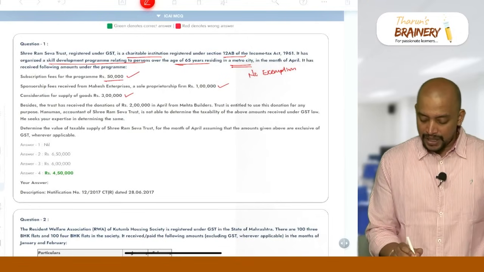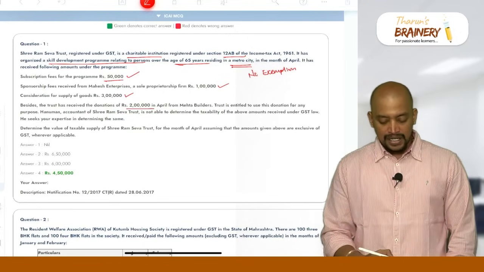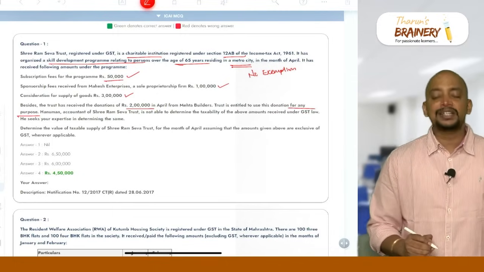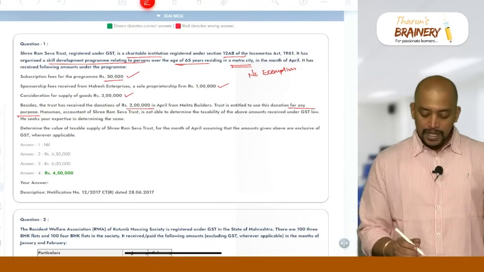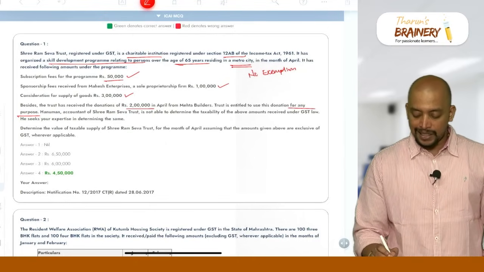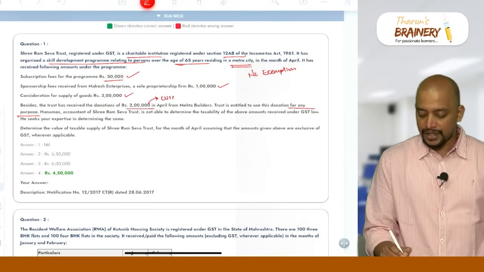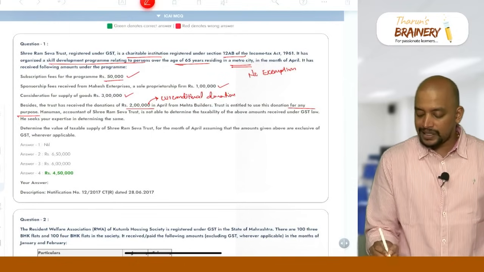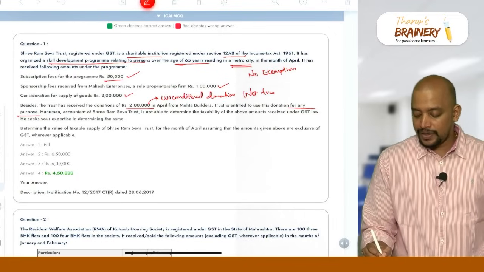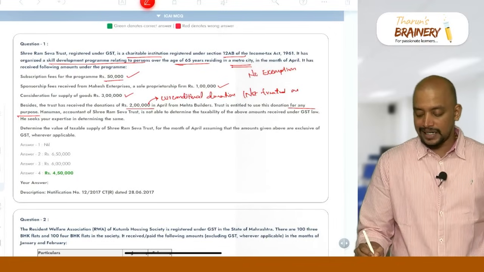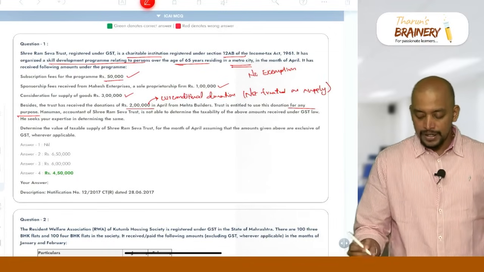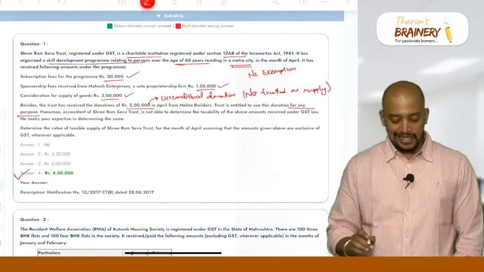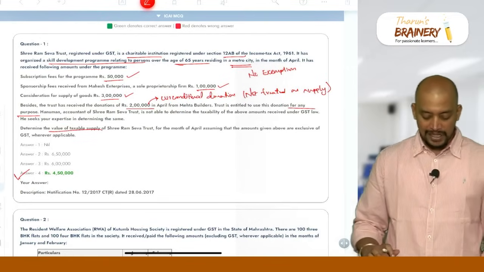Besides, the trust has received a donation of 2 lakhs in April from Mehta Builders. The trust is entitled to use this donation for any purpose, meaning it's an unconditional donation. Hanuman, accountant of Shri Ram Seva Trust, is not able to determine the tax liability. So this is an unconditional donation, not treated as consideration, not treated as supply. Therefore don't take it. Just 50,000, 1 lakh and 3 lakh. 4 lakh 50,000 will be taken as the answer. That will be taken as the value of taxable supply.